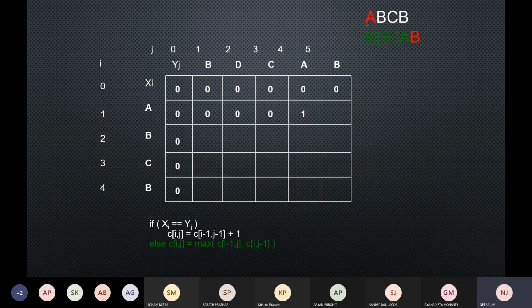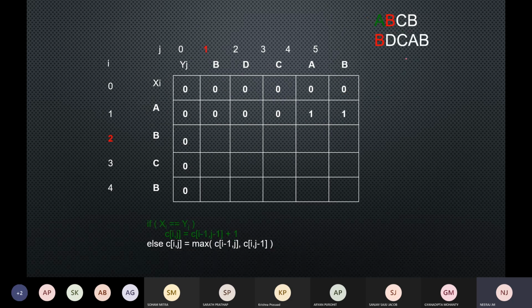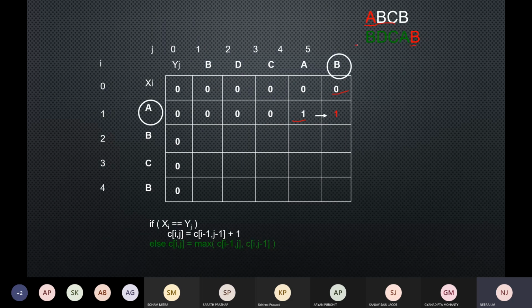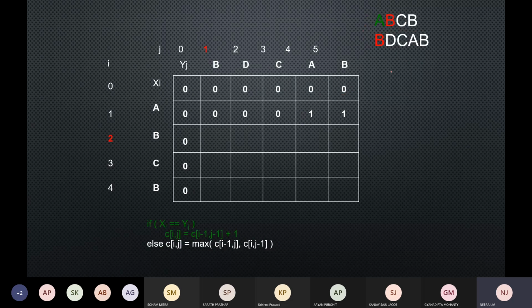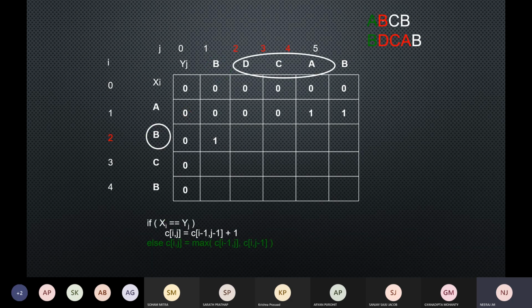Next, we'll move on to A and B. Are they equal? No, they're not equal. Then what do you do? You take the max of previous row, previous column, which is nothing but 1. Now we'll go towards the next one. Obviously, we scan through the entire string. Then we go to the next of the first string, B. First, what do you get for B comma B? B comma B are same? Yes, they are same. So you just append 1 to the diagonal. That's your value.